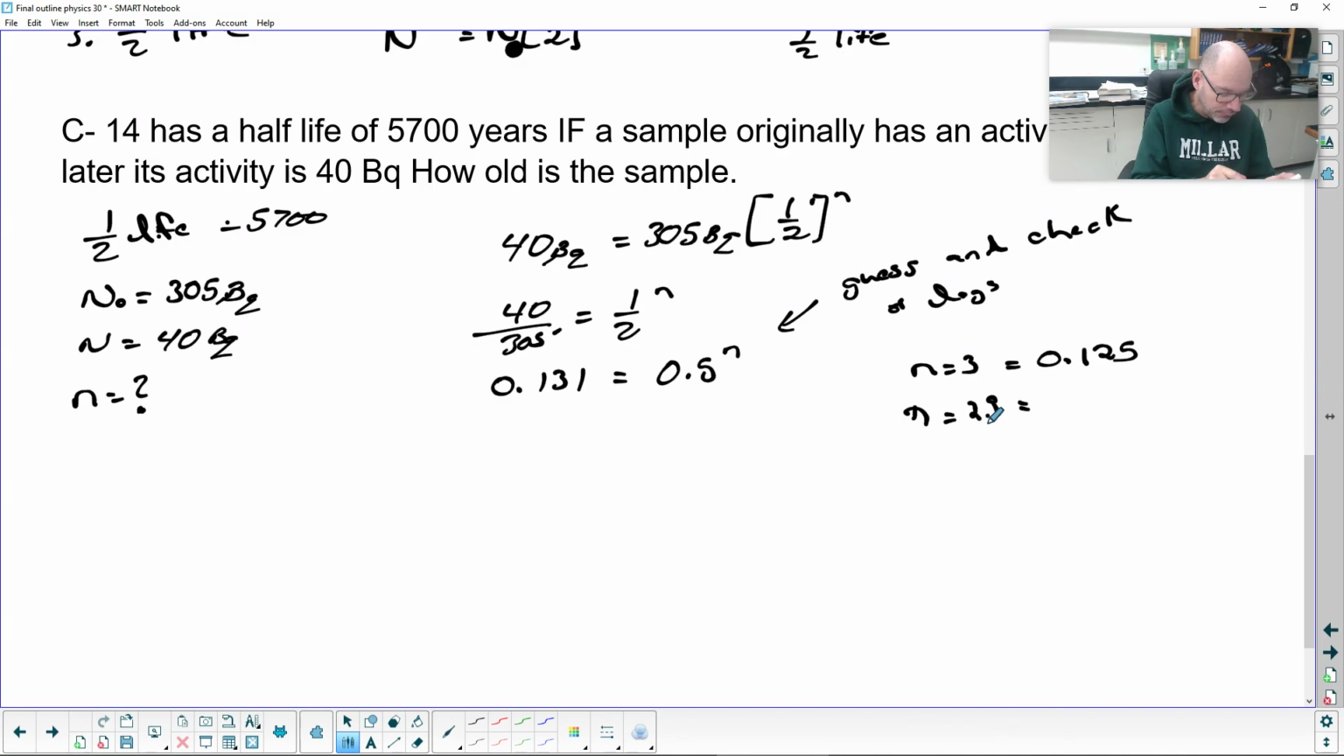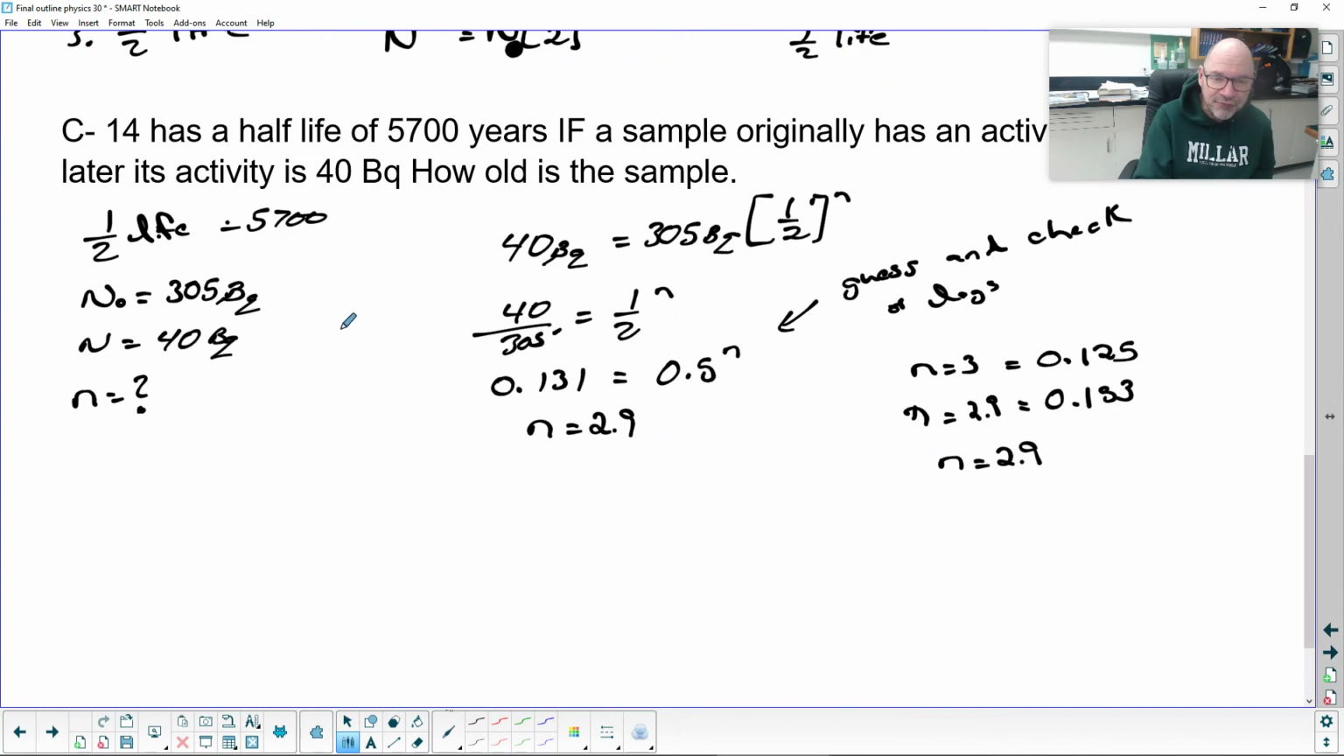So 0.5 to the power of 2.9. Hey, there we go. That's 0.133. So is it closer to 0.9 or 2.9 or 3? It's closer to 2.9. So we say that n equals 2.9. Now that's how many half-lives you have. Okay?